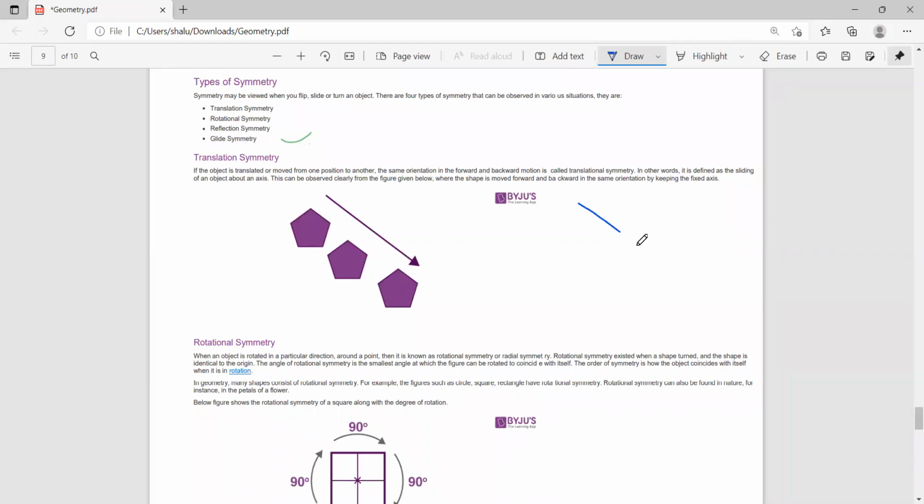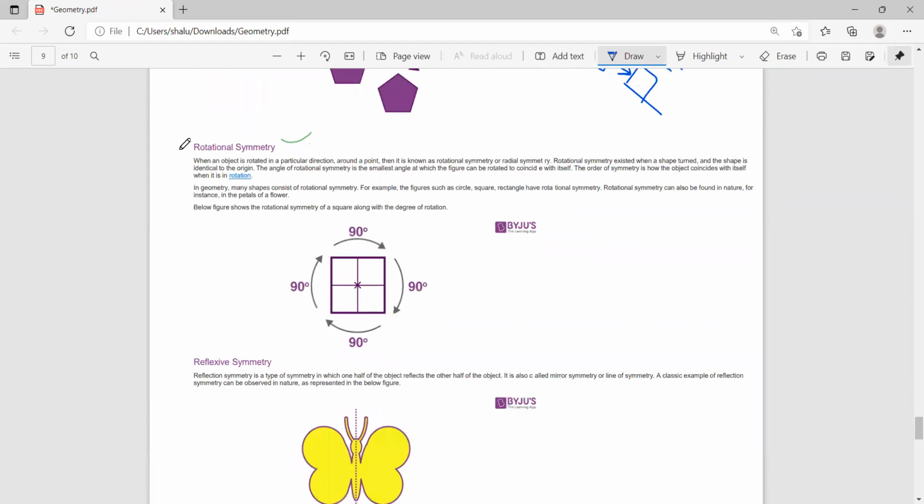Just for an example, if we have a shape here, like a square, and we move it backward or forward along this side, the shape will remain the same. Okay, my figure is incorrect. So this kind of motion along a line or along an axis of an object, which results in the same shape of the object, is called translation symmetry.